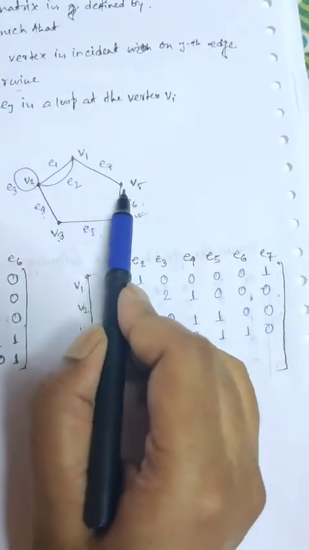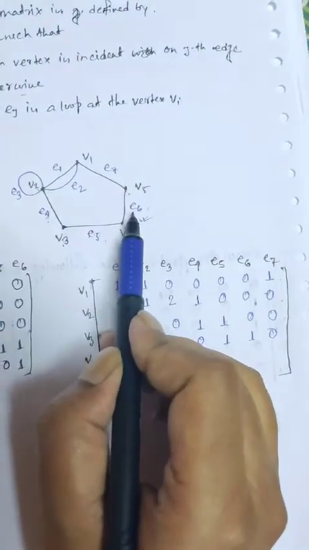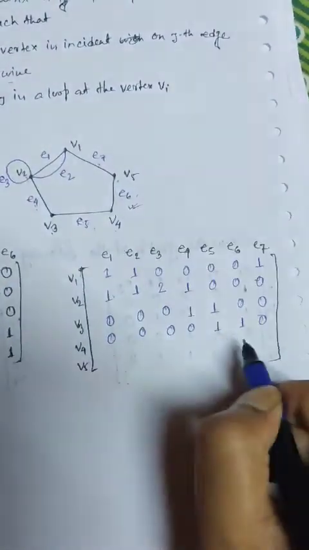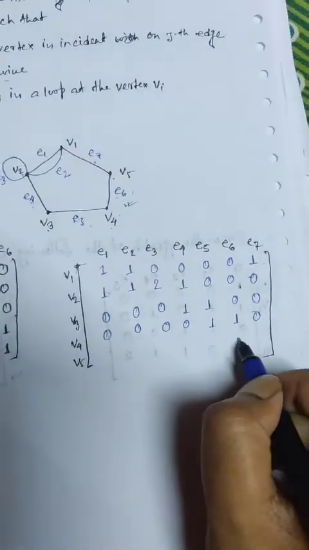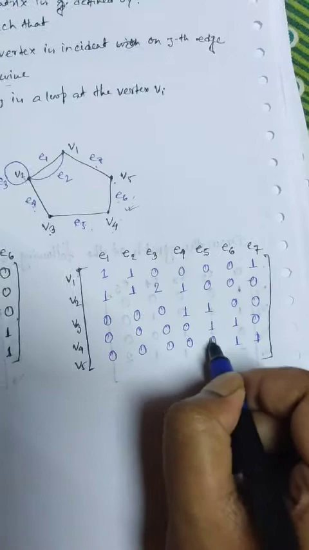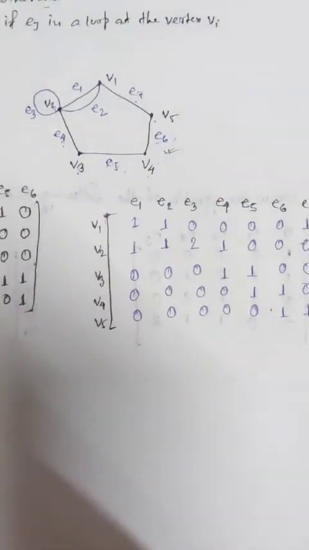And now if we come to the point V5, that is V5 is adjacent to E6 and E7, and the rest portion will be 0. So I hope you understand how to construct the matrix.